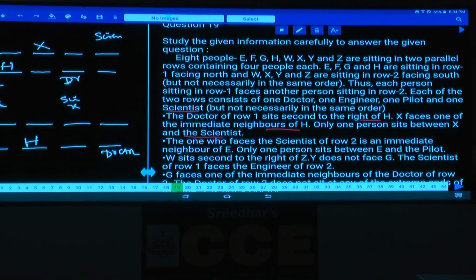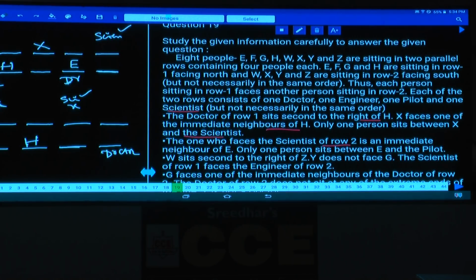Only one person between X and the scientist. The one who faces the scientist of row 2, here he is talking about the scientist of row 2, that means this person. The one who faces the scientist of row 2 is an immediate neighbor of E, hence this E is the doctor. Are you following this or not? This person is facing the scientist of row 2 and is an immediate neighbor of E. Now if you take X, the scientist is at this place, and the person facing the scientist is this one, an immediate neighbor of E. E can be the doctor, isn't it?